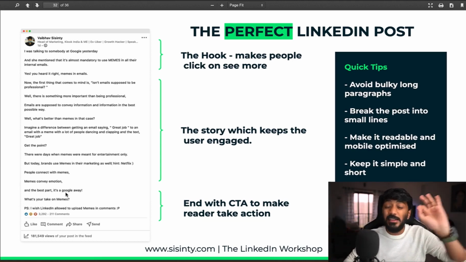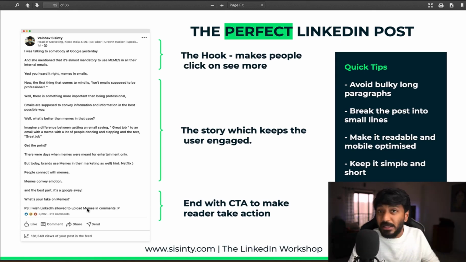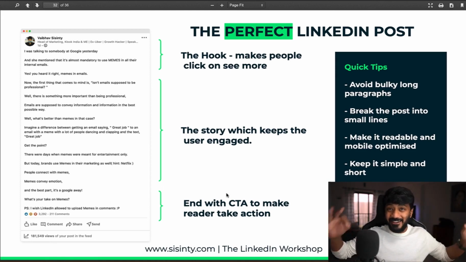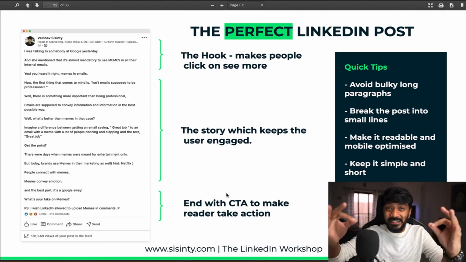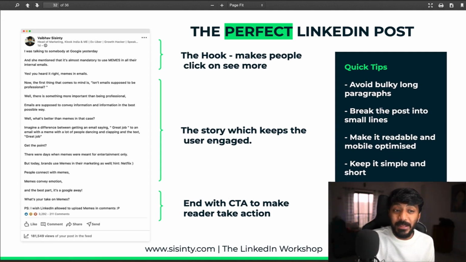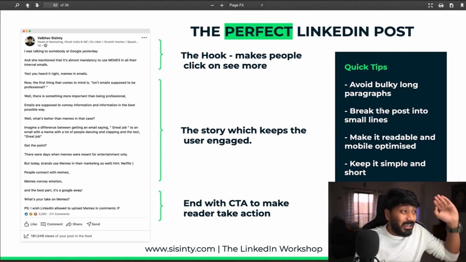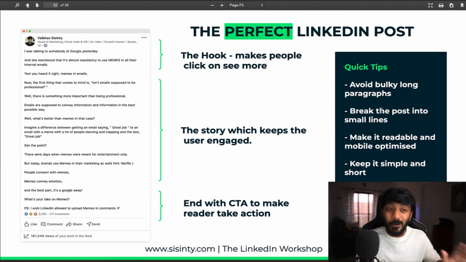So this is the perfect LinkedIn post, guys. Start with a hook. Have a nice little body in the form of engaging content and always end with a call to action. This is the perfect LinkedIn post. All right. So quick tips: avoid bulky long paragraphs on your LinkedIn. Please avoid that. Now, next is break the post into smaller lines.